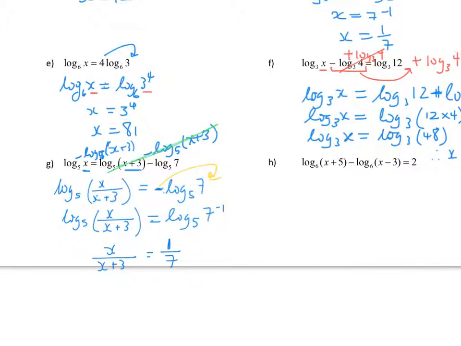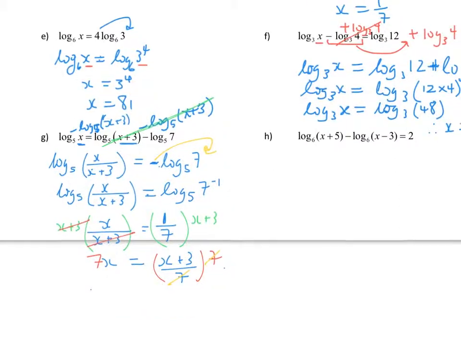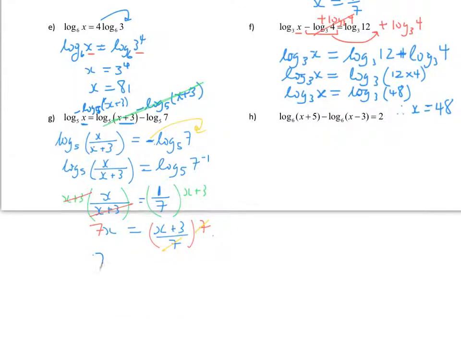I'm going to multiply both sides by x plus 3. That undoes it here, and leaves us with x equals x plus 3 over 7. I'm going to multiply both sides by 7, and that's going to undo these 7's here. So now what I have is 7x is equal to x plus 3. I'm going to get my x's on one side, subtract x, subtract x.